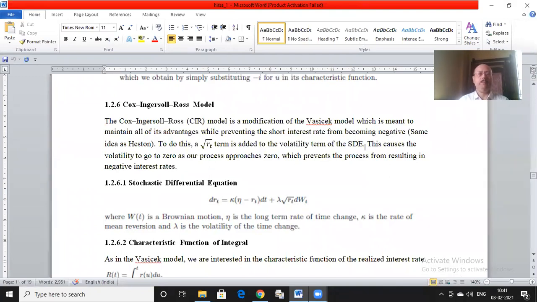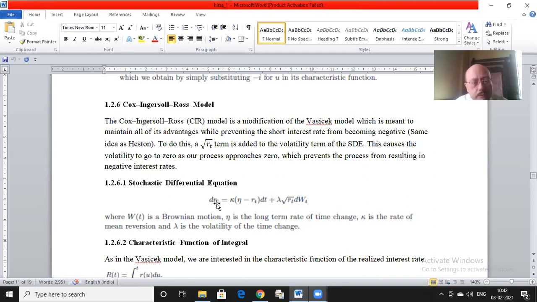Cox-Ingersoll-Ross model is a modification of Vasicek, and the modification is proposed to prevent the interest rate from becoming negative. So it is the same idea as in Heston. In Heston, we did the same thing to prevent the volatility from becoming negative. Here, the target is to prevent interest rate from becoming negative. Similar trick, we add a square root of R term to the volatility part of the SDE. So the mean reverting process, as before, is now augmented with this kind of a volatility term.